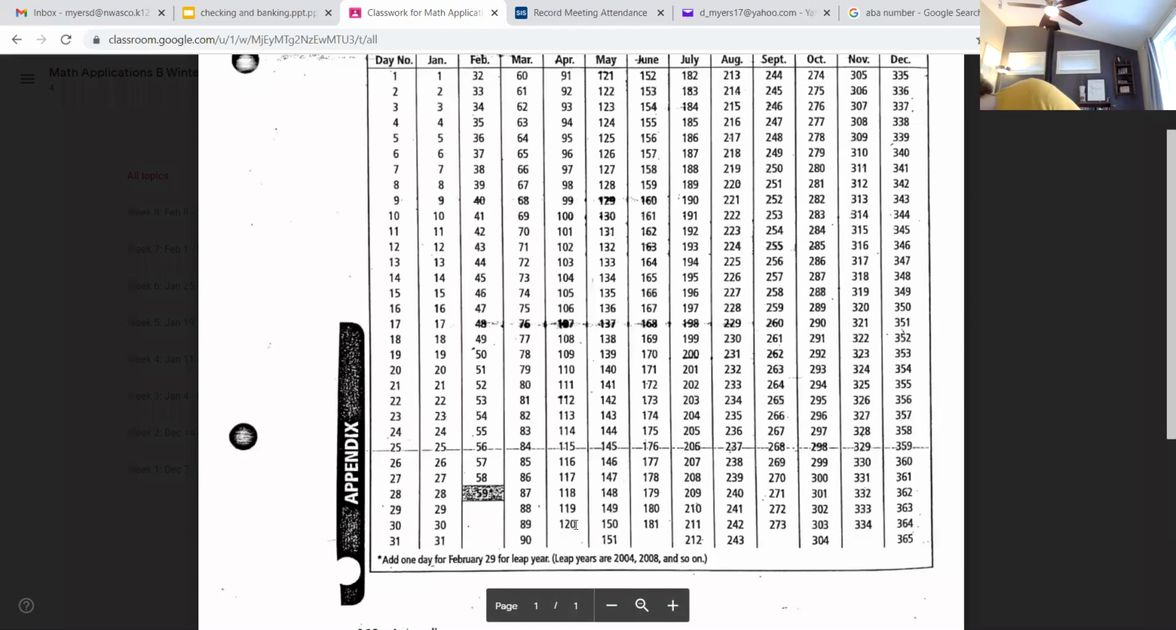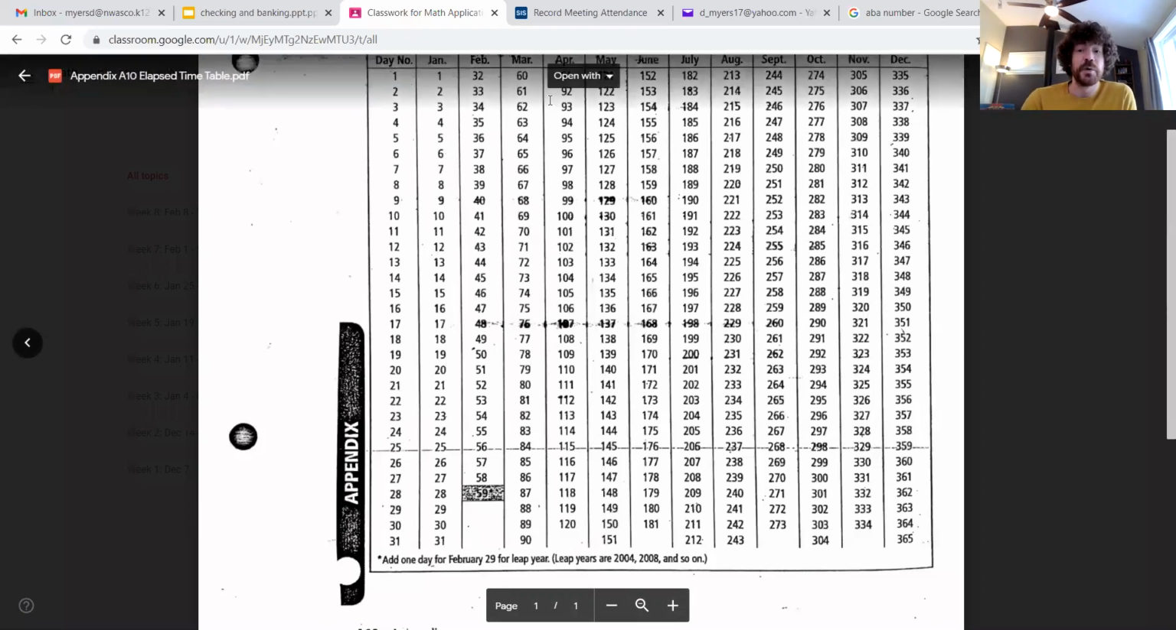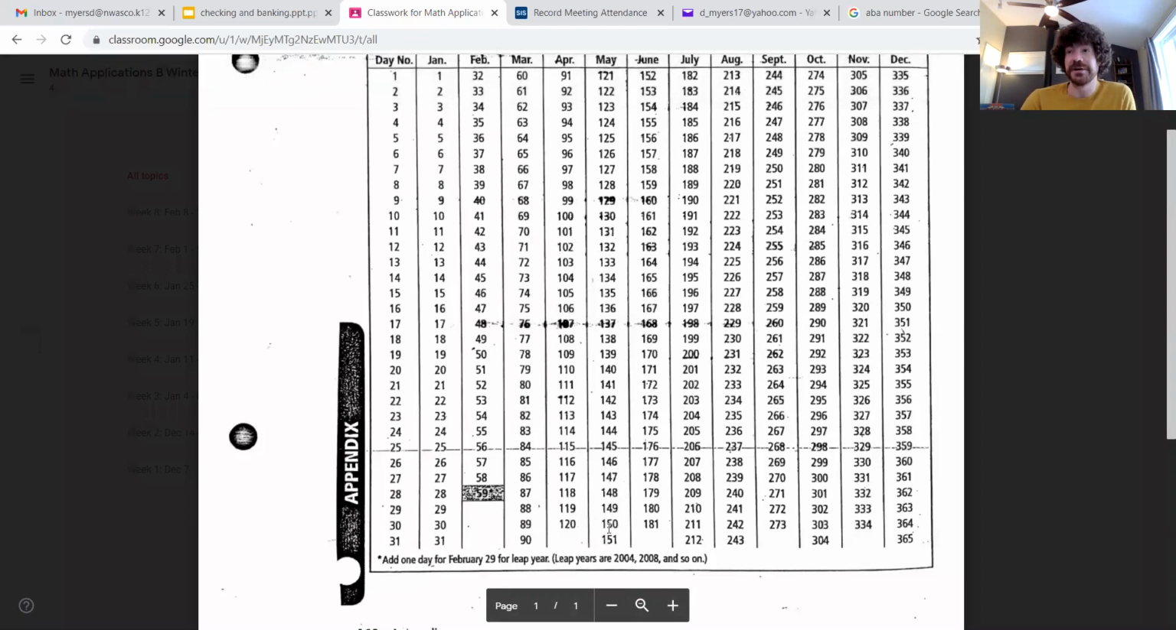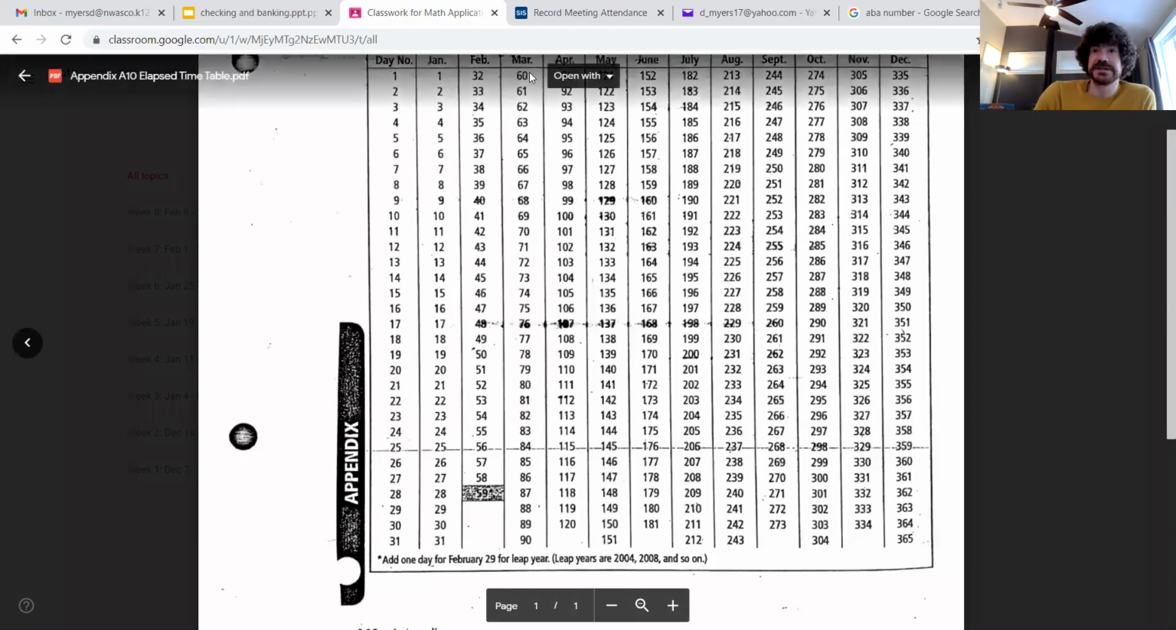Oh, hang on. No, 90 days. Sorry, I counted 60 days. 150. Sorry, day 150. That would be May 30th. I apologize. So we're looking at May 30th for the due date. 60 plus 90 is not 120. Sorry, 60 plus 90 is 150.